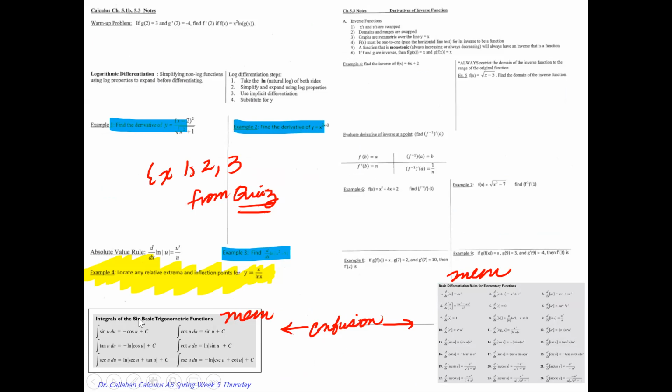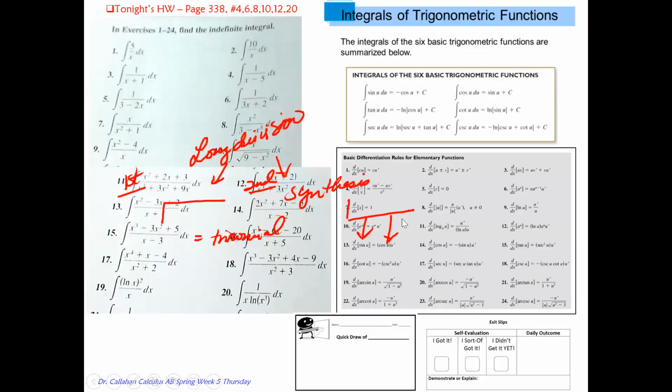On the left are the integrals of the 6 basic trigonometric functions. These 6 you absolutely must memorize. And then similarly, I have the differentiation for the trig functions on the right side as well. So you have the derivative and the integral, so you can compare them side by side.